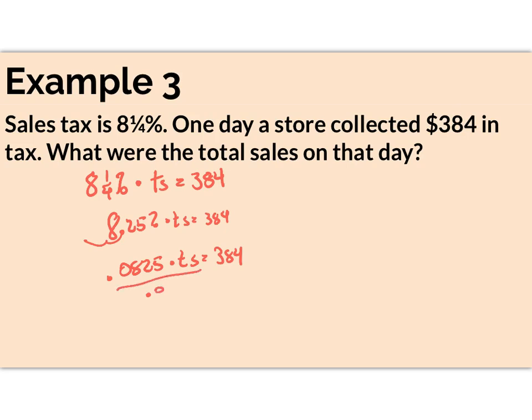Divide both sides by 0.0825, and the total sales will be equal to 4,654 with 54 repeating. So you keep seeing 54, 54, 54. So we're going to round this off to 4,654 and 55 cents. So this is the approximate amount of sales a store had to do to collect $384 in tax.